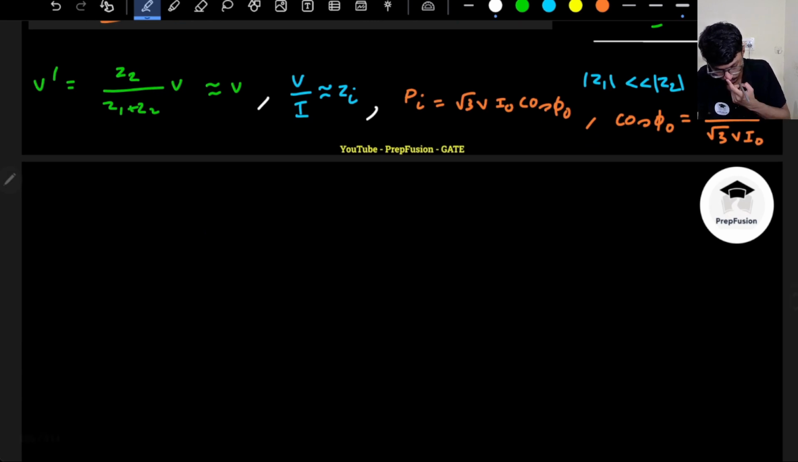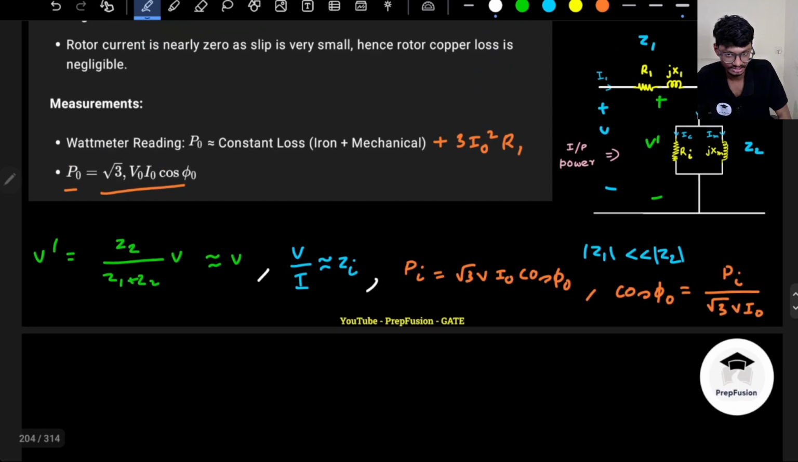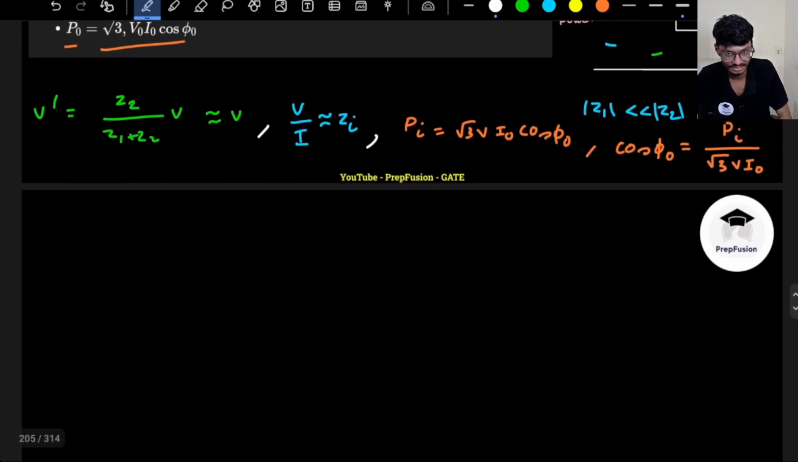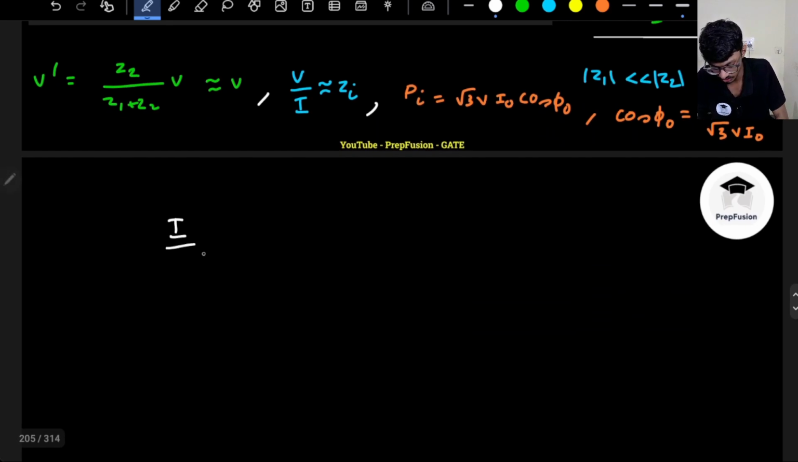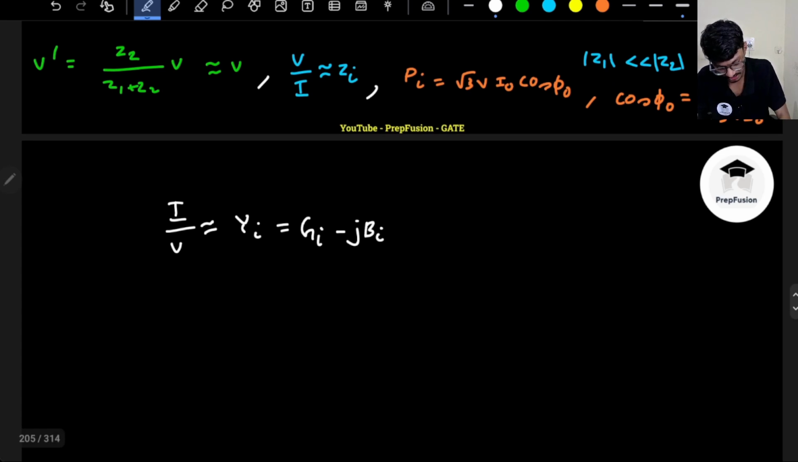If I want to find the shunt parameters: in a series connection, we write z equals r plus jx. Now it's a shunt, so I will find the ratio of I upon V. So I upon V will roughly be equal to the admittance of the core component Yi, that is the conductance Gi minus the susceptance Bi. So what is my Gi? I know the power factor angle, so Gi will be basically the admittance Yi cos phi naught.